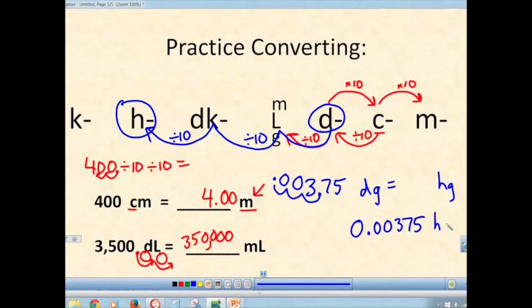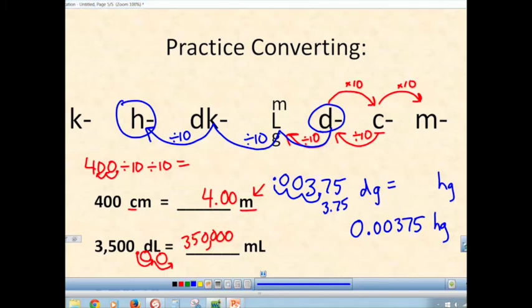0.00375 hectograms. To say it correctly, we'd say 0 and 375 tenths, hundredths, thousandths, ten thousandths, hundred thousandths. 0 and 375 hundred thousandths of a hectogram. And again, that's a very small amount, and that makes sense because hectograms are big sizes. That would equal a larger amount, 3.75, of little tiny decigrams.